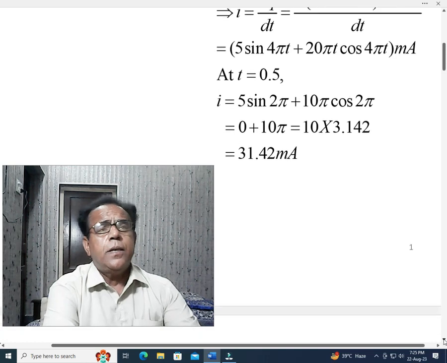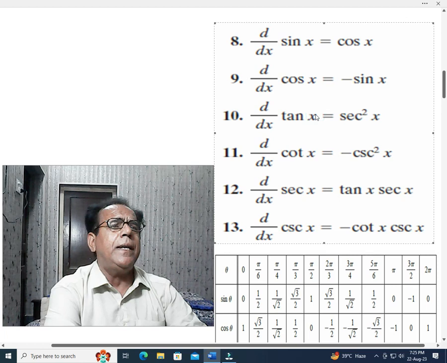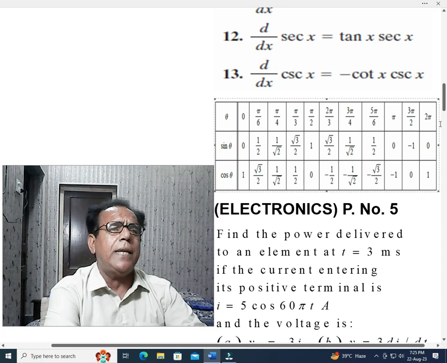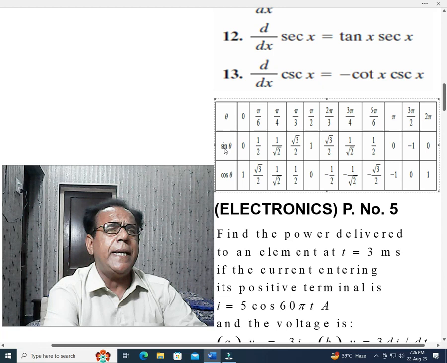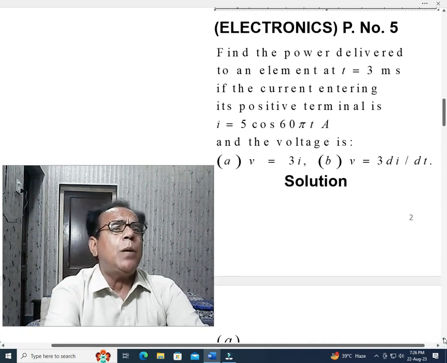Quite simple. Here, during differentiation we have used these basic formulas, and this formula has also been applied, that is, sin theta for 0, 30, 45, 60, 90 and so on. So sin 2 pi equal to 0 and cos 2 pi equal to 1. This formula was also used in our problem. Now we come to the next problem.